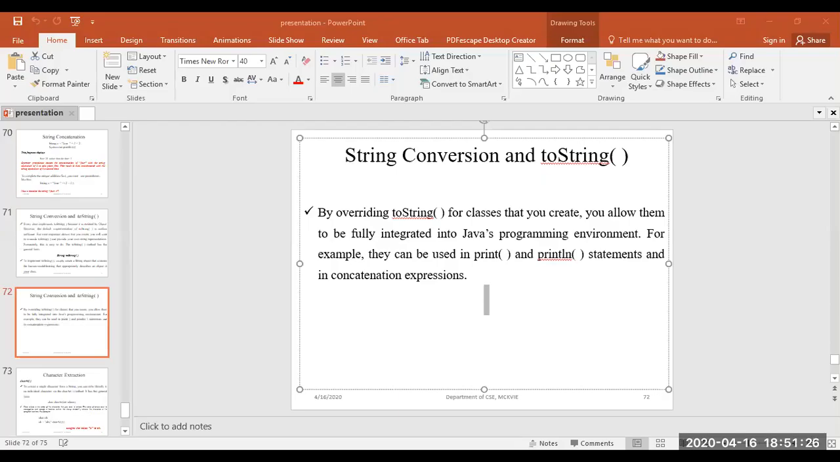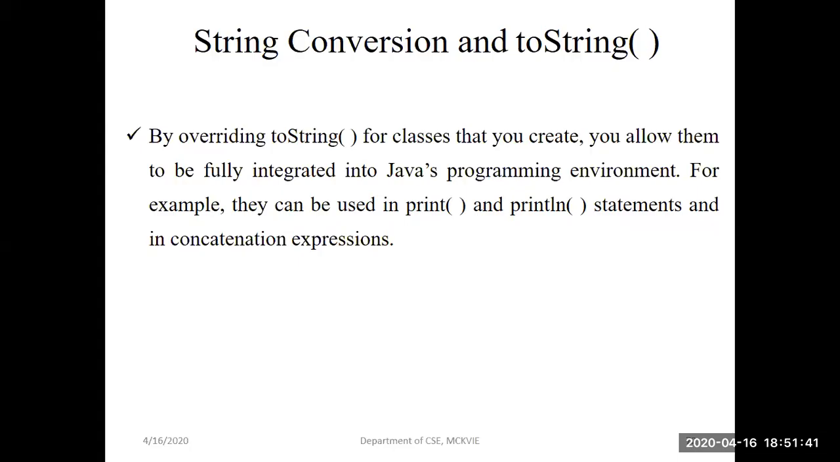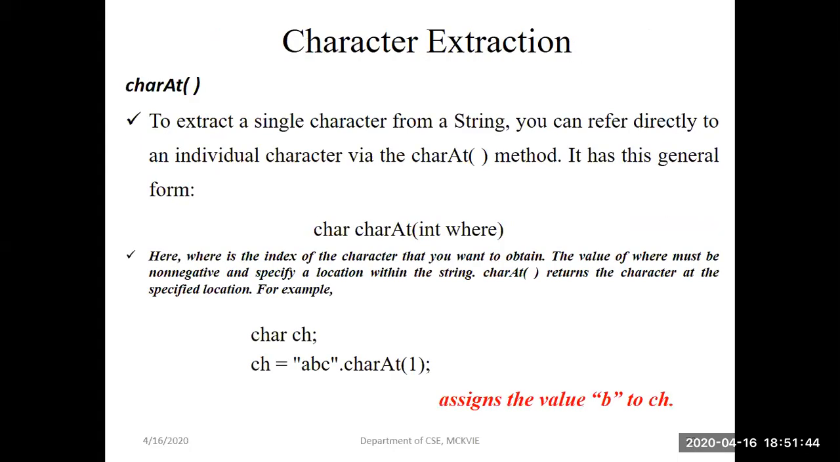So hopefully you understand how this toString method works inside the print and println statements. Now we are going to discuss the next method. This method is used for character extraction from a string. To extract a single character from a string, you can refer directly to an individual character via this method. The name of the method is charAt.